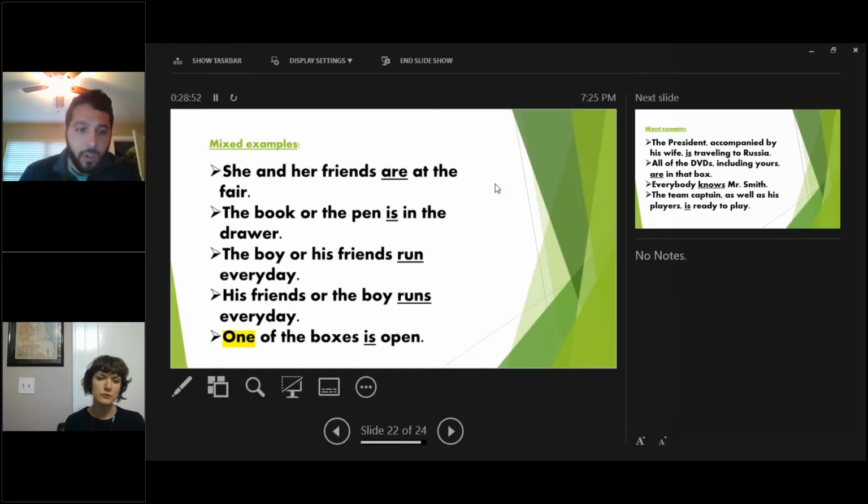There you go. And if we remember, we were talking about singular verbs and singular subjects. Each, everyone, or one, those are going to call for singular verbs. Those are singular subjects that call for singular verbs. So one of the boxes is open. So one is open. The boxes are open. But since we're only talking about one, is open.